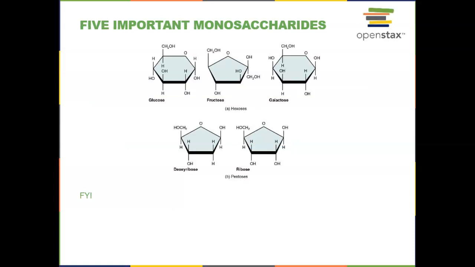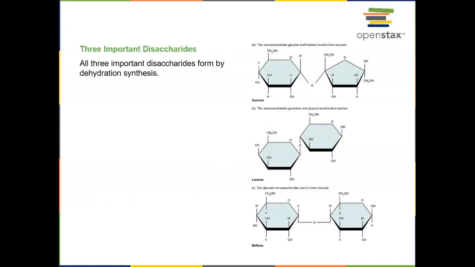There are other monosaccharides, should you want to know them, like fructose, galactose. Here are the two sugars in your DNA and RNA, deoxyribose and ribose. Then there are some disaccharides. This is what table sugar looks like, sucrose. So it is one glucose and one fructose, I believe that is. And then there's lactose. That's the sugar that you find in milk. And maltose, I have no idea what that shows up in.